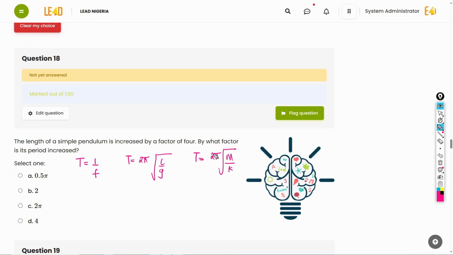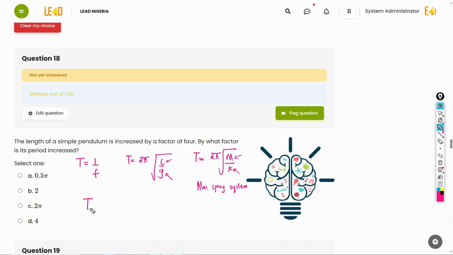Okay, so we have these 3 formulas, and then this one is for the mass spring system. Your period depends on your mass and your spring constant. But we are dealing with a simple pendulum system, and it depends on what? The length of the string and the acceleration due to gravity. So let's look at both systems.